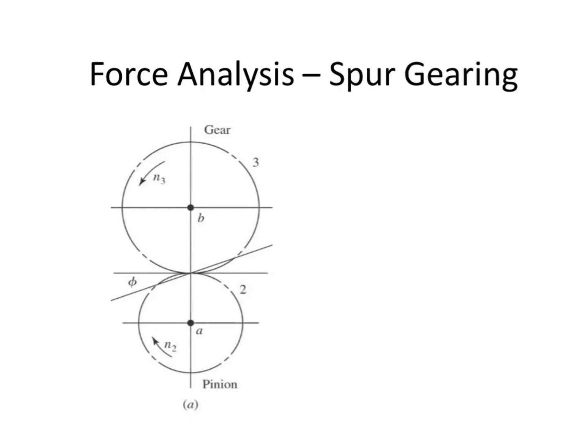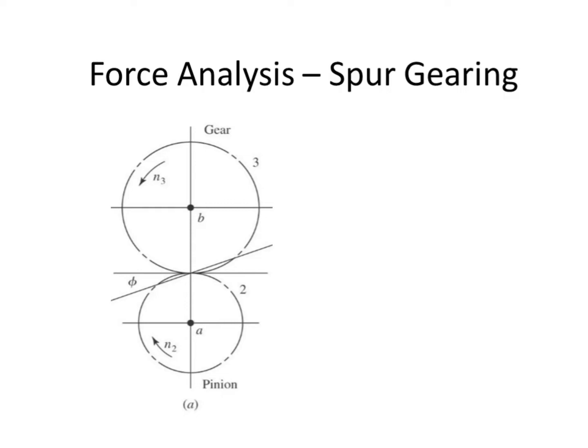Now let's take two gears. One is named as 2 and the second one is named as 3. Gear 2 is pinion or driving gear and gear 3 is the driven gear. Gear 2 is mounted on shaft A and gear 3 is mounted on shaft B. The shafts are in and out of the page. That is why we have represented it as dots.